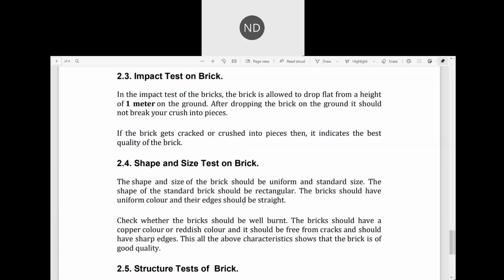The brick should have uniform color, not like half of it is dark red and half is orange or something like that. Check whether the brick is well burnt. The brick should have a copper color or reddish color, and it should be free from cracks and should have sharp edges. The above criteria show that a brick is of good quality. This shape and size test you can do by taking the brick in your hand and observing it, to see whether it's a good quality brick or not.